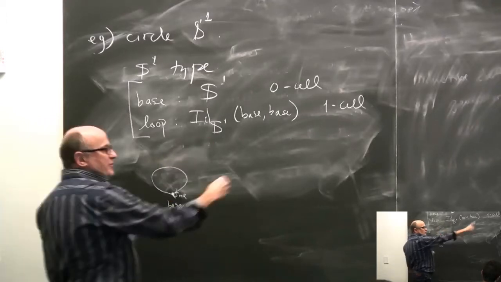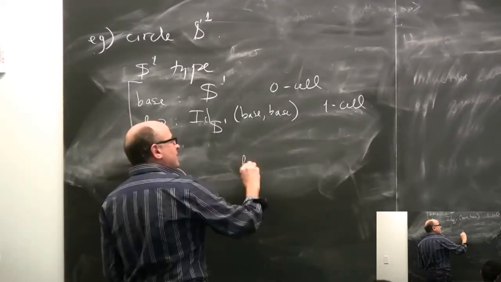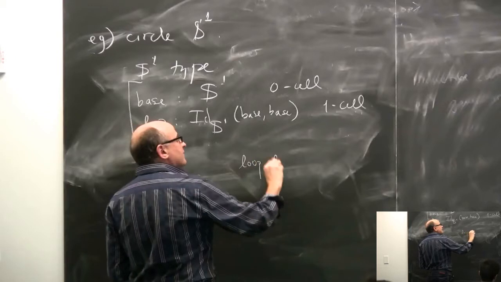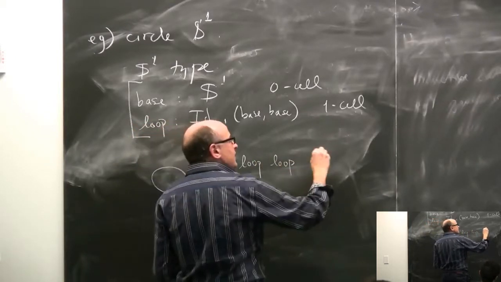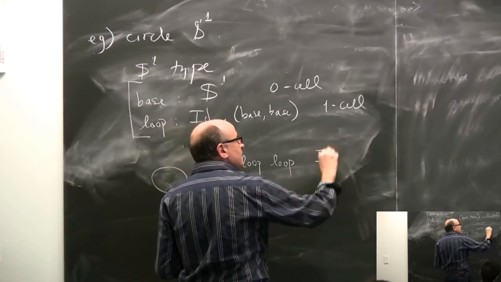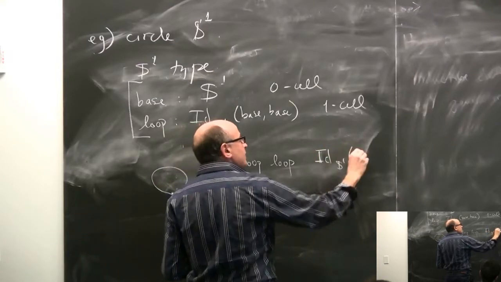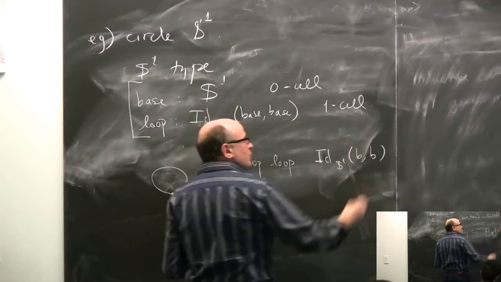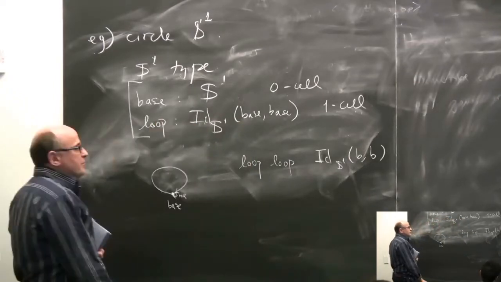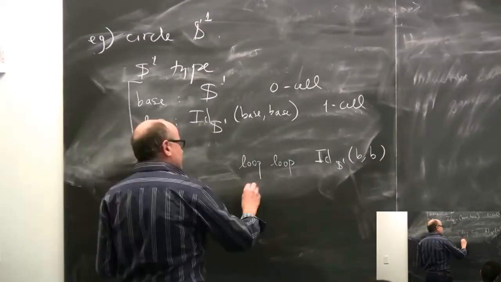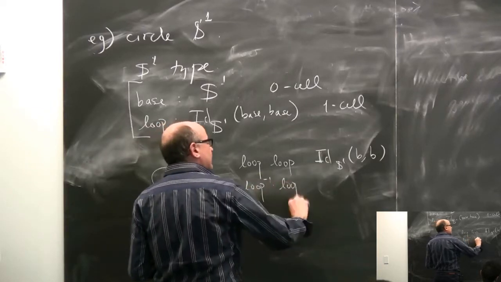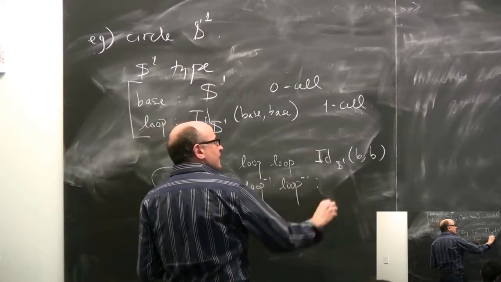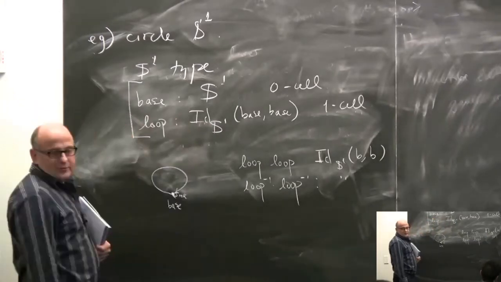So what I was saying before, which I messed up when I wrote over there, is not only do I have loop, but I have loop concatenated with loop in S1. So that's in the identity type for S1 between, let me write B and B if you don't mind, between base and base, et cetera. There's also, just for fun, I can write loop inverse concatenated with loop inverse. I can do this all day long. I can write all sorts of things.